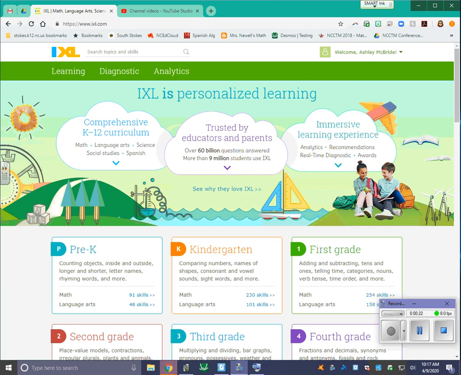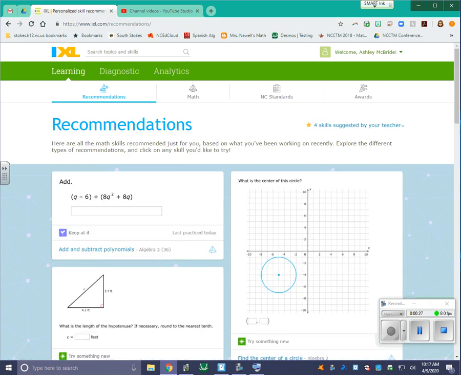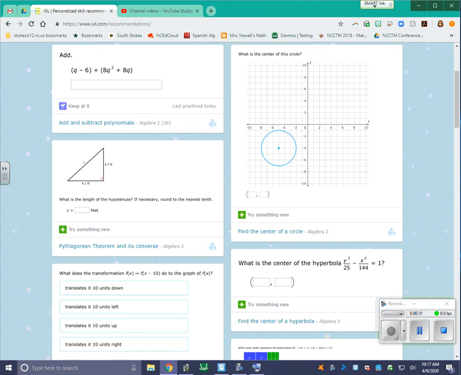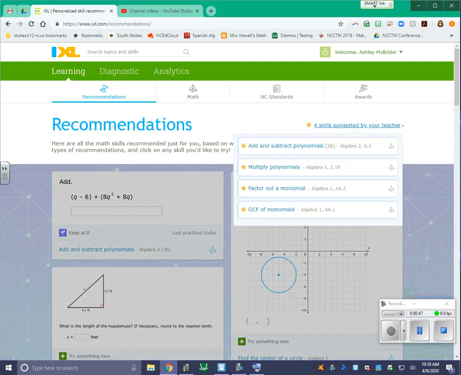You're going to click Learning on the left-hand side, and it's going to show you all your recommendations from your diagnostic. But that's not what we're going to work on. We're working on a specific skill. Right here has skills suggested by your teacher. You're going to click that and you're going to see all the skills I have assigned you for this week. We are going to work on multiplying polynomials for this video.